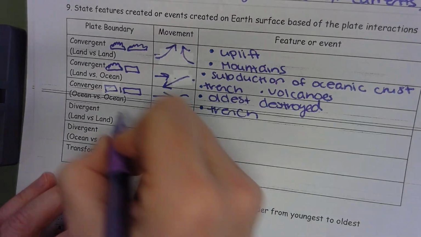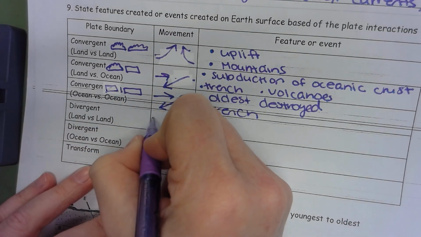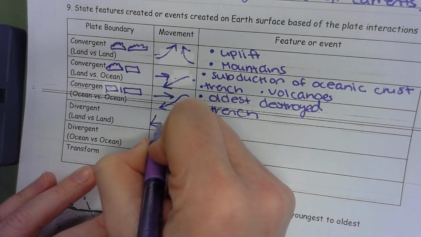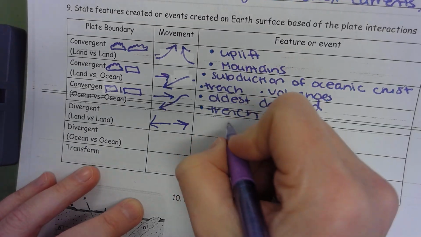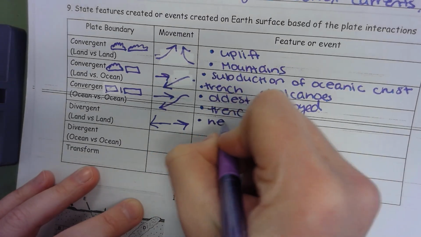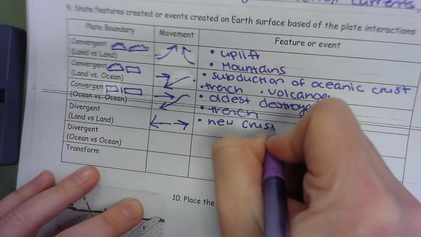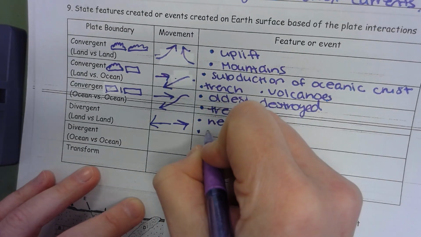All right, divergent, land versus land. Remember, this is big fluffy pieces. They're going their separate ways. New crust gets made here. It makes something called a rift valley.